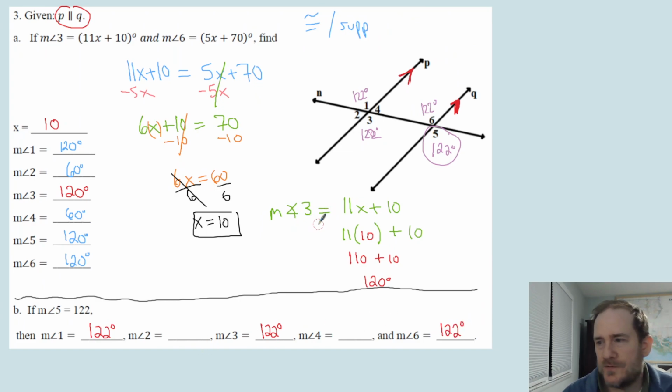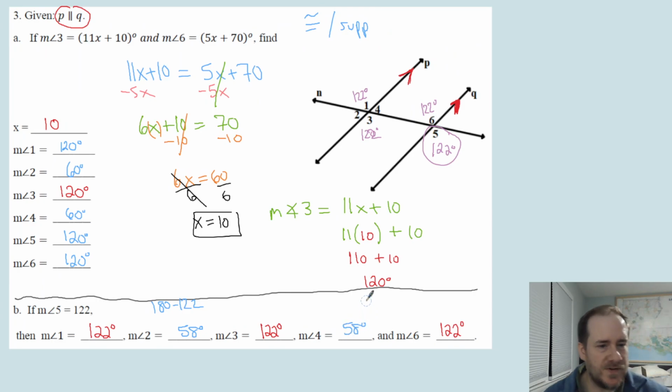So 3 of those angles are all 122. And now the other 2 and 4 are just going to be whatever 180 minus 122 is, because we know they're supplementary. So that's 58. And 4 will also be 58. And that's it. No big whoop. Let's try 4.